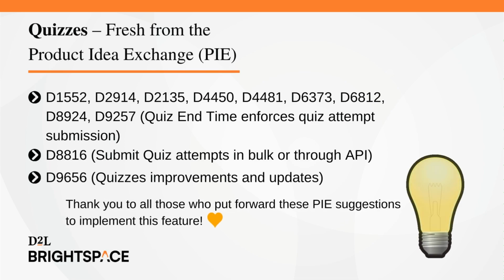The Quizzes feature implements the following PI items: D1552, D2914, D2135, D4450, D4481, D6373, D6812, D8924, and D9257, quiz end time enforces quiz attempt submission; D8816, submit quiz attempts in bulk or through API; and D9656, quizzes improvements and updates. Thank you to all those who put forward these PI suggestions to implement this feature.